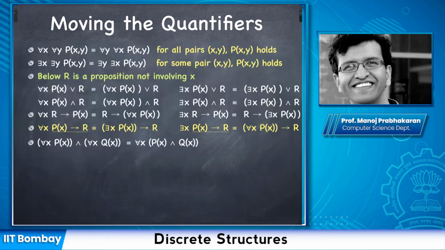Now, here is another kind of manipulation I want to show you. Here are two statements, for all x Px and for all x Qx, and I combine them using a conjunction. Okay. So what is this saying?